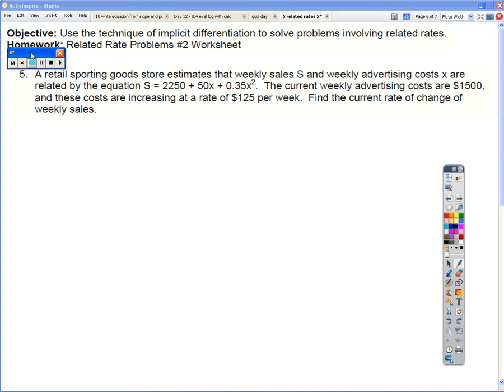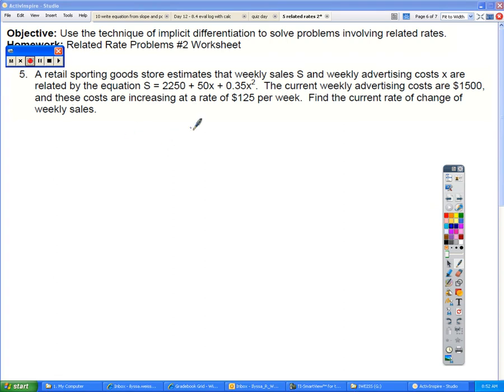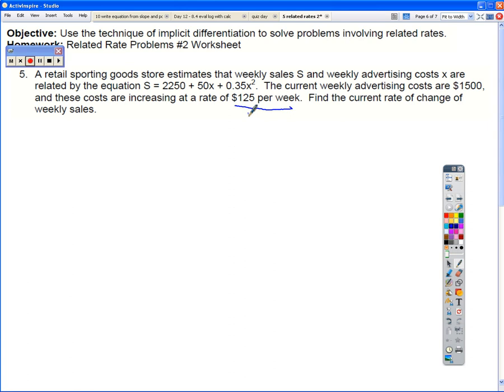Okay, so for number 5, the weekly advertising costs are $1,500. And if it's increasing at a rate of 125 per week, that is dx dt. And the costs, it says the advertising costs are x and the sales are S.